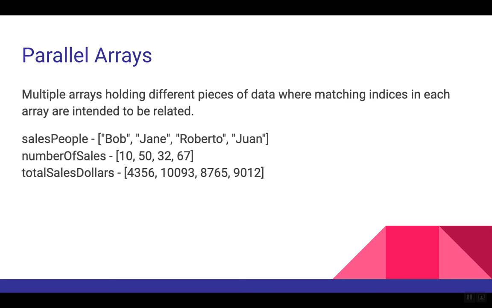Wait, you said Roberto's element number 2? Roberto is element number 2. It's the third element, but it's index number 2. 0, 1, 2, right? So see what I'm saying? I should call it 0th, first, second. So that's where the 0th comes in. You feel dumb saying it, but it helps, right?